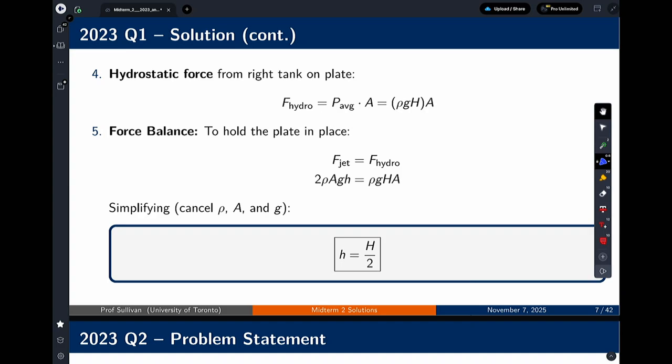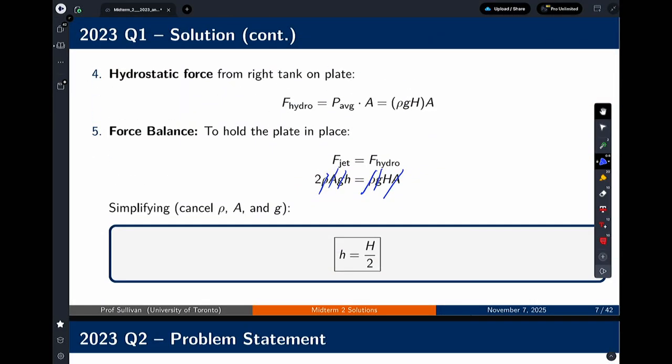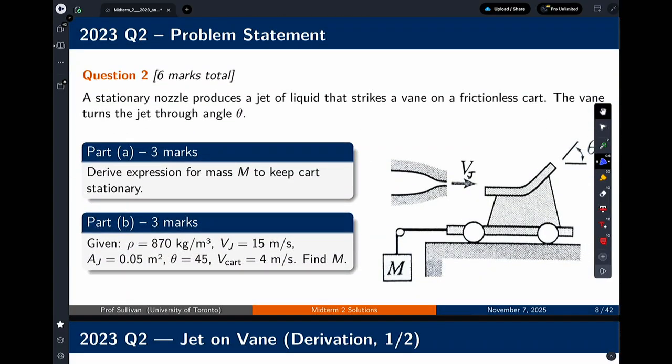So just for fun and games, that's it. These are not meant to be overly demanding. They are testing you on concepts. So that's question 1. All right, so we got question 2.